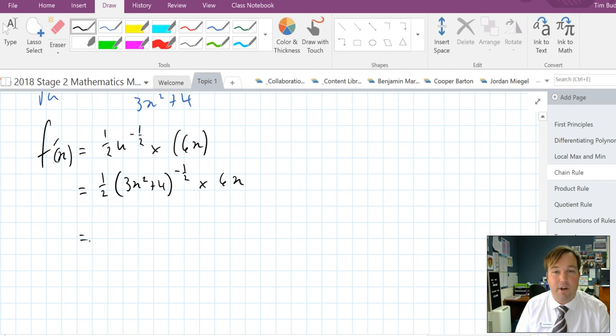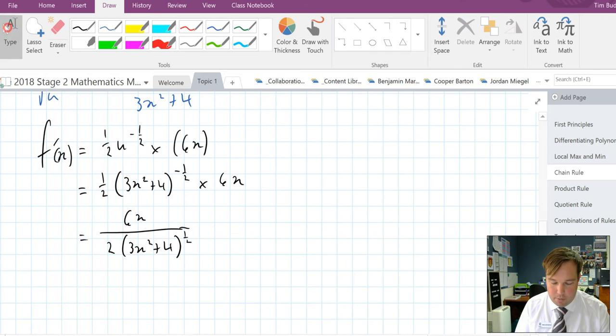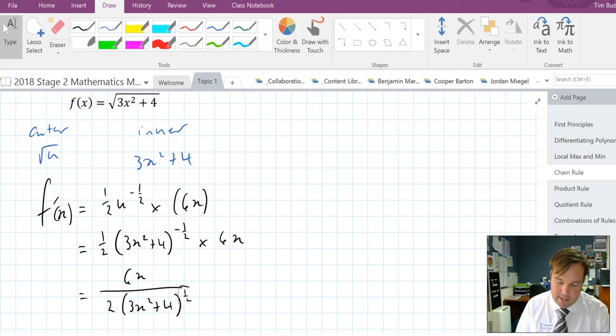And if we don't like writing that with a negative exponent, we can write that as 6x over 2 3x squared plus 4 to the power of positive a half, which is the same as a square root. But what we've done is differentiate the outer, then multiply by the differential of the inner.